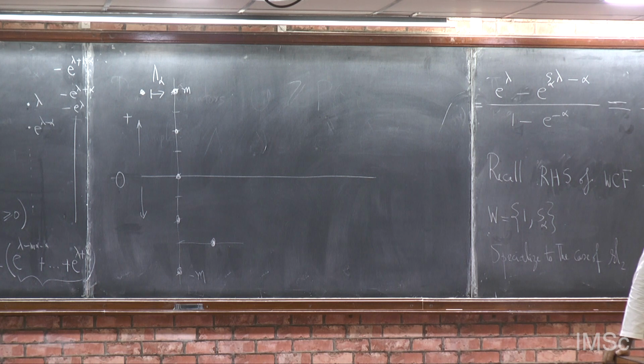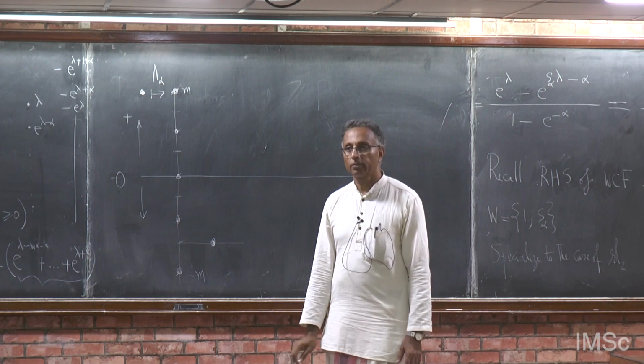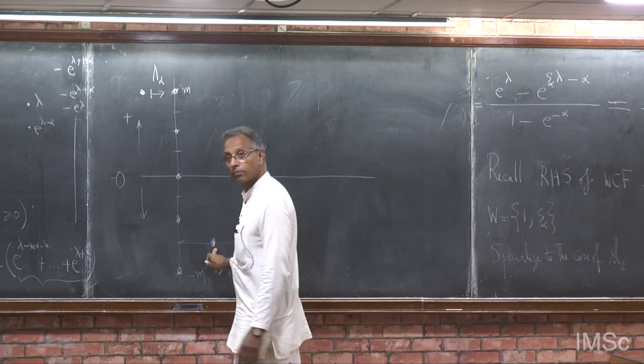Lambda need not be even. Lambda could be odd as well, in which case, if I start with 3, for example, I go 3, 1, minus 1, minus 3. I will always reach minus m because m minus minus m is 2m. So in m steps of alpha, in m jumps, I will jump from m to minus m. Okay?